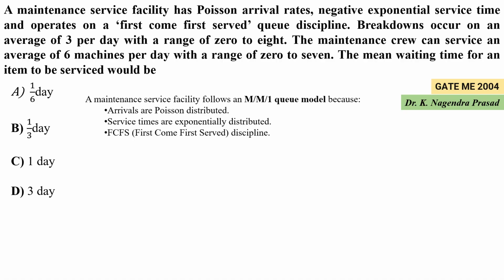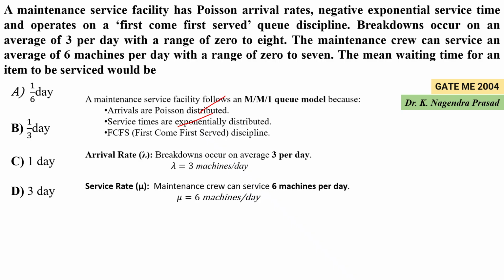So here the maintenance service facility follows the M/M/1 queuing model, because arrival is a Poisson distribution, service is an exponential distribution, and it is first come first served discipline. Also, it is given that breakdowns occur on an average of 3 per day, which belongs to the arrival rate. So let's consider lambda equals 3 missions per day, and the maintenance crew can service an average of 6 missions per day, so the service rate mu equals 6 missions per day.